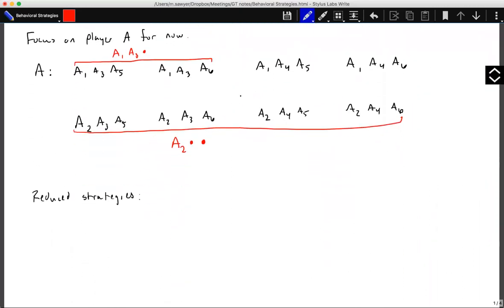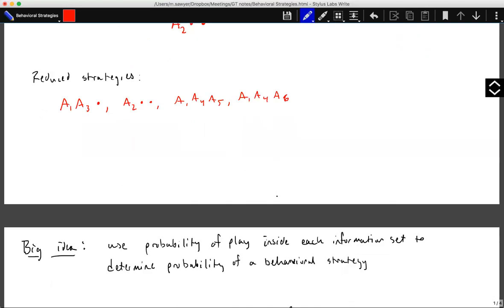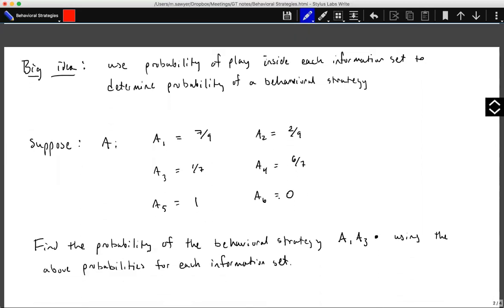So we have reduced down our information set to 4 strategies: A1, A3, dot; A2, dot, dot; and then A1, A4, A5; and A1, A4, A6. And these reduced strategies will make our life simpler in the end. And so the question is, if we know how A would play if it was a choice between A1 and A2 or A5 and A6, how would A choose to play if faced with the choice A1, A4, A5, given in those strategies? That's our big idea here, to use the probability of play inside each information set to determine the probability of a behavioral strategy.